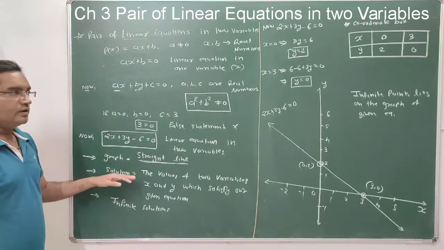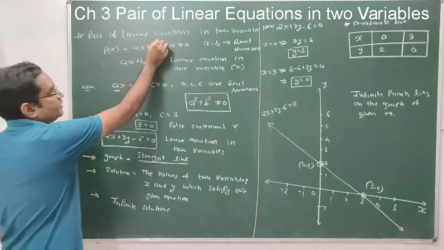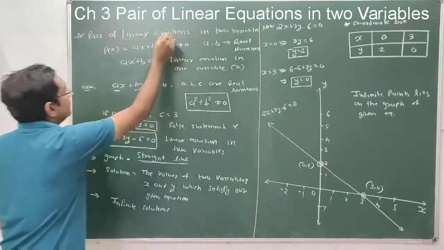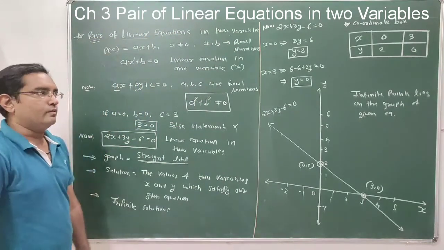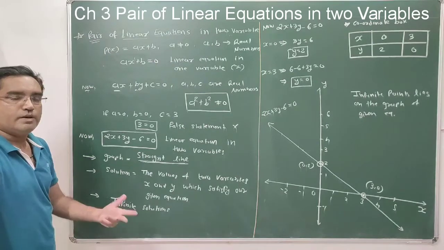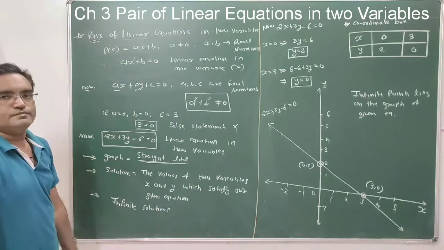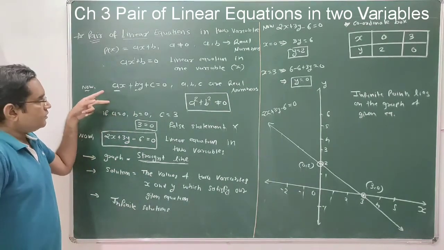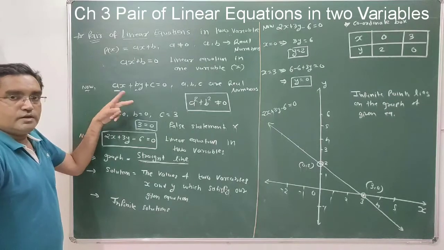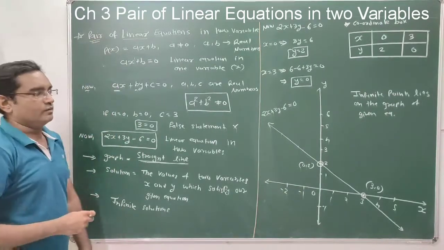So this we have studied in our 9th standard. In our 10th standard, the topic is linear equation in two variables, but it's a pair of linear equations in two variables. So what is the meaning of a pair of linear equations in two variables? We have a pair of two linear equations. Clear? So for that we have to consider two linear equations in two variables. That will be the pair of linear equations in two variables.